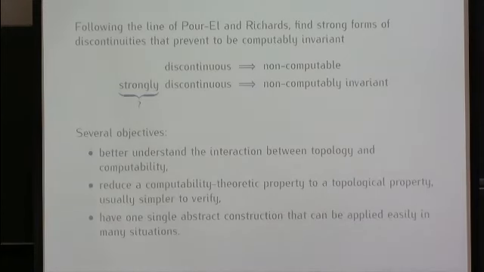So we want to find a strong notion of discontinuity that implies what I just said. There are several interests in doing this. The first is to understand better when topology and computability meet. Another is that we could apply this general theorem to many situations. The point is that usually proving that something is discontinuous is easier than proving that it's not computable, so it would give easier applications.